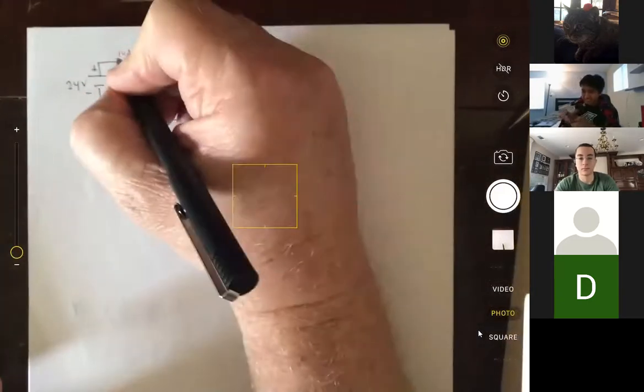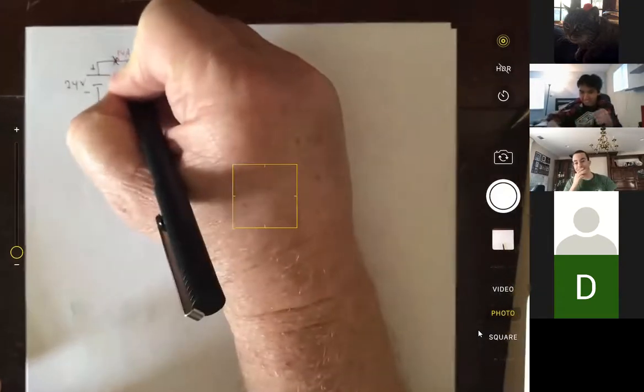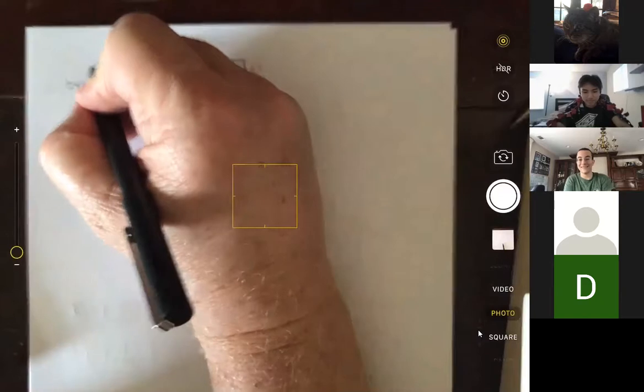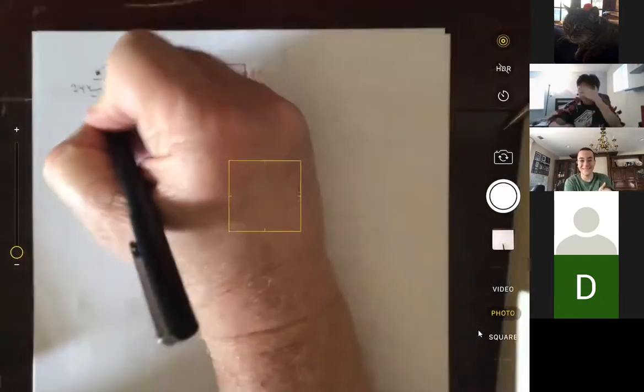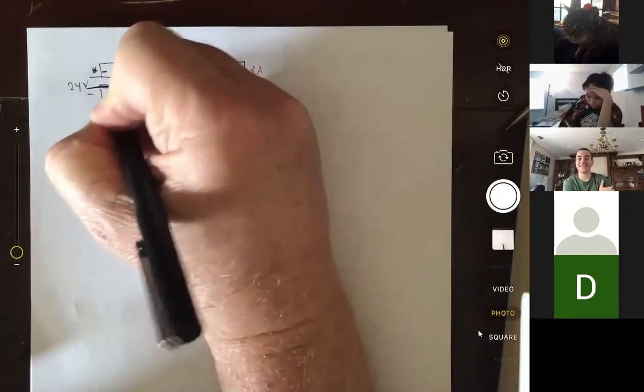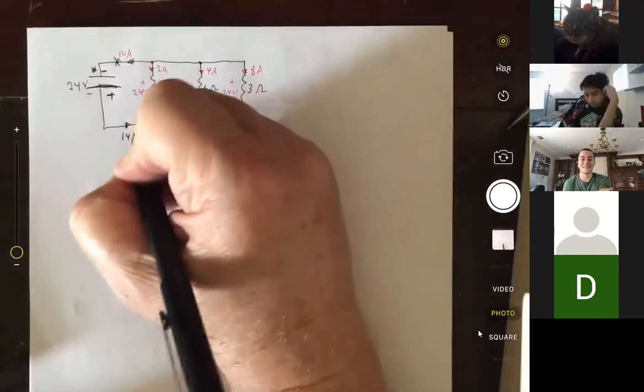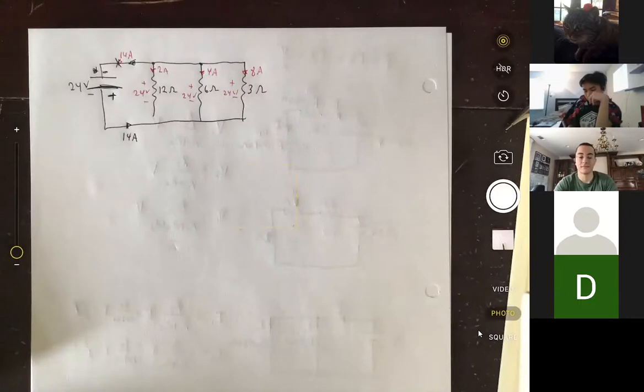So the only way the current could go to the left, like if it was going like this, the only way that could happen is if you turned your battery around, where you made that the negative terminal and you made this the positive terminal. And then what you would get is the 14 amps would be coming out of the bottom of the battery instead of the top. But everything else would just be the same.